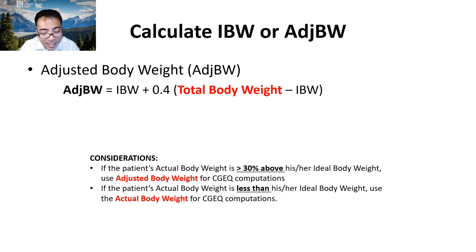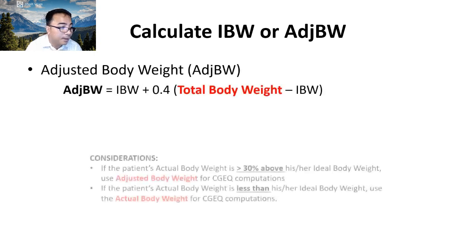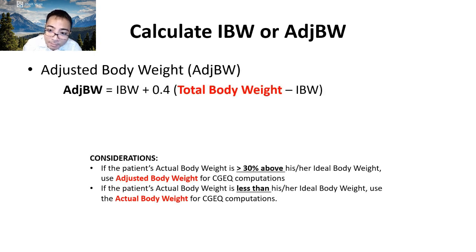So, basta it's 30% above the patient's ideal body weight, then we start using adjusted body weight. So, how do I know na 30% above na yung aking actual body weight? Say, for example, class, my ideal body weight, IBW, is 59.2 kilograms. Now, my actual body weight, or sabihan total body weight na lang, is 65 kilograms.